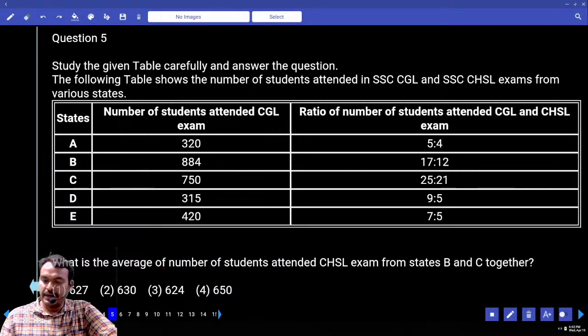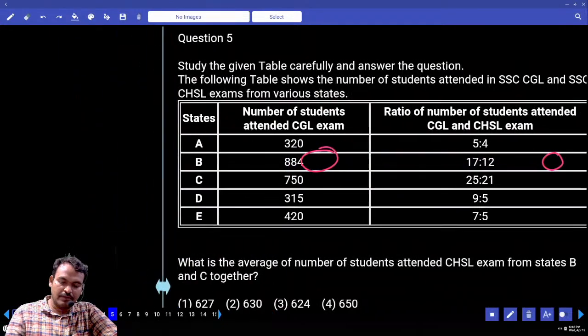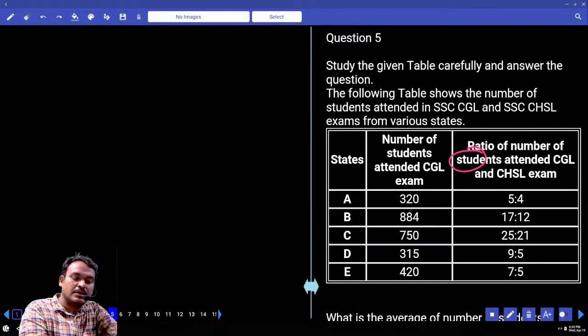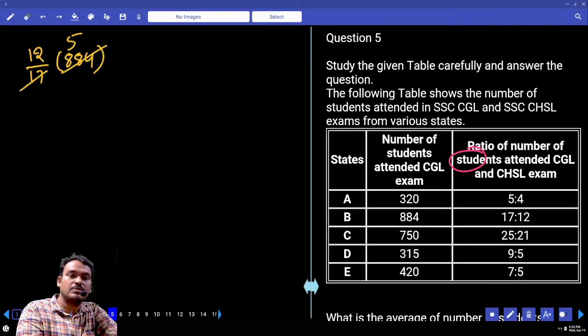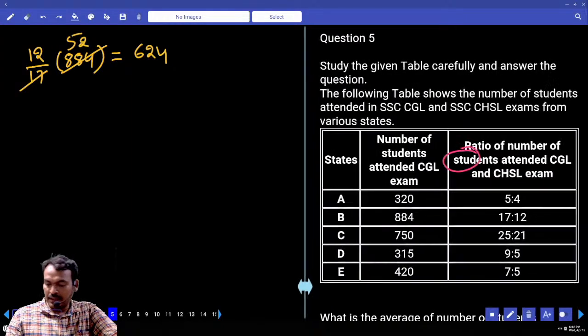Okay. And here 17 parts is given how much? 884. Then we get the 12 parts value. 17 parts is how much? 884. But we required how many parts? 12 parts. 17 how many times? 5 times. Again 2 times. 12 into 52. 624. That is B value.